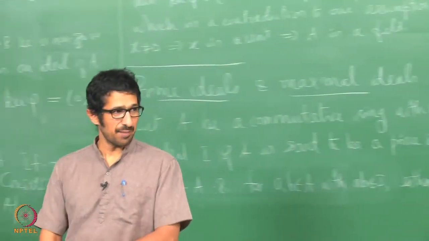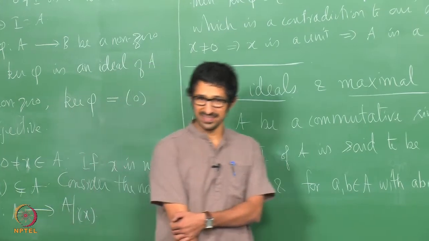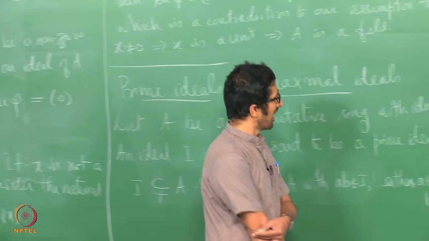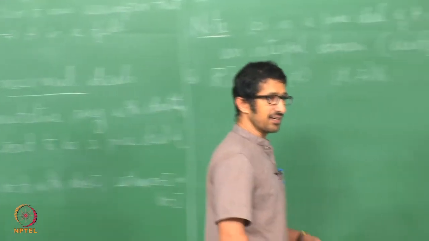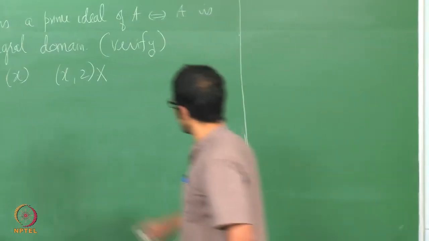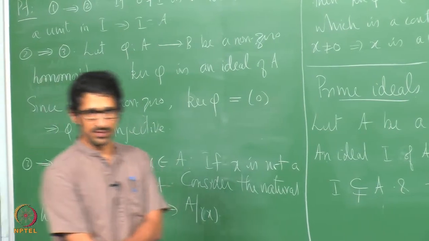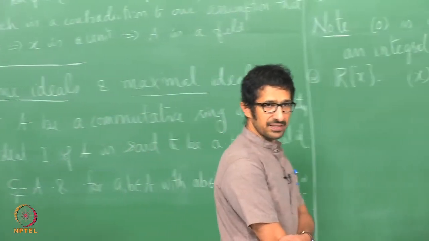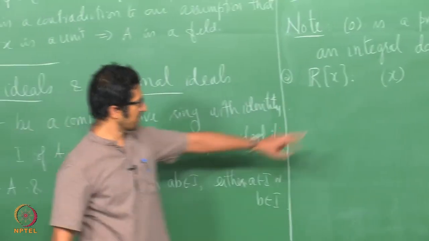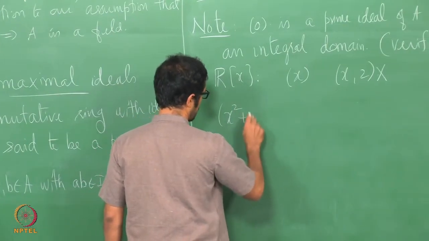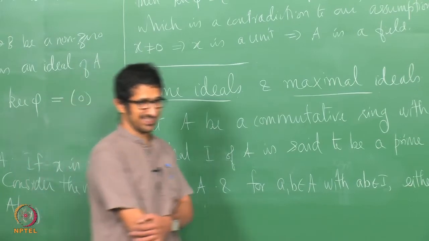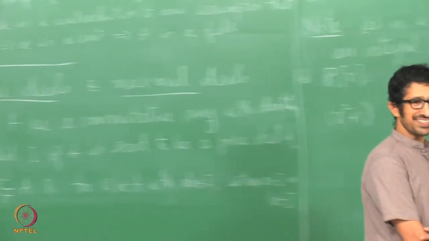So can you give me some other examples of prime ideals in R[x]? Can you think of some other ideal generated by linear polynomials? Can you think of another example, not only x? x square plus 1. Is this a prime ideal? Why? Why is this a prime ideal?